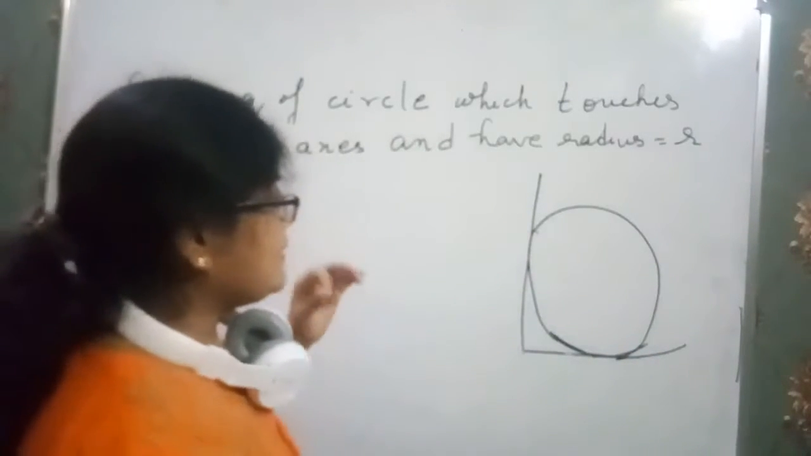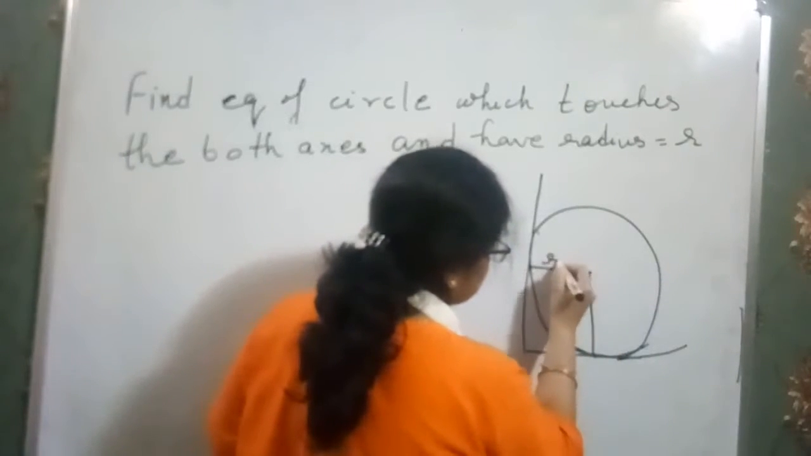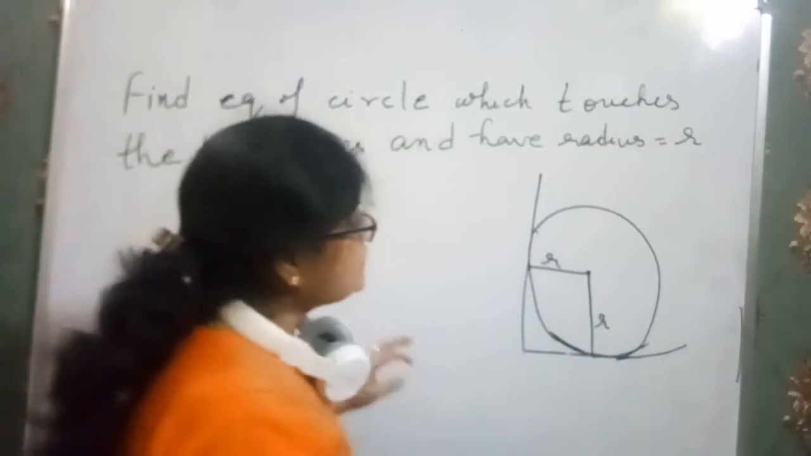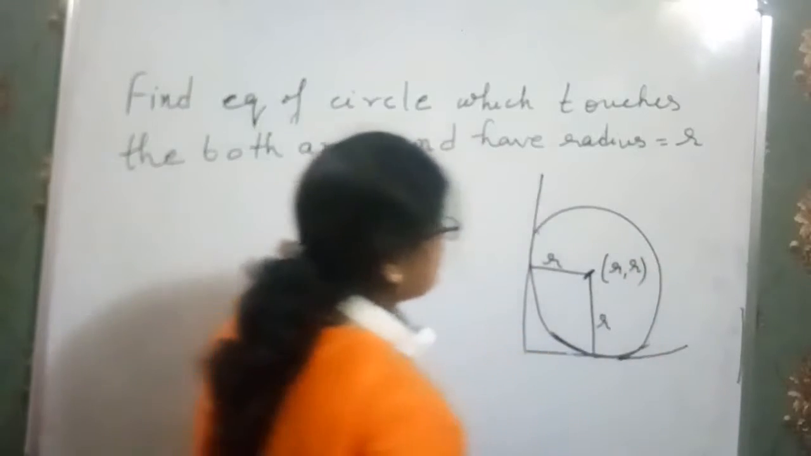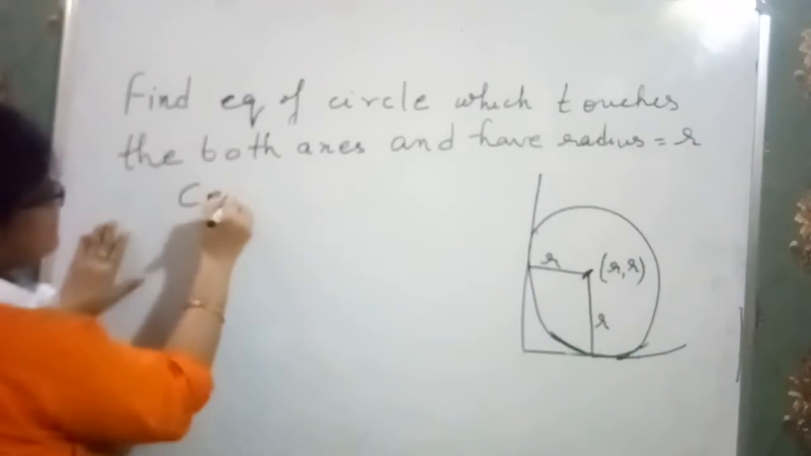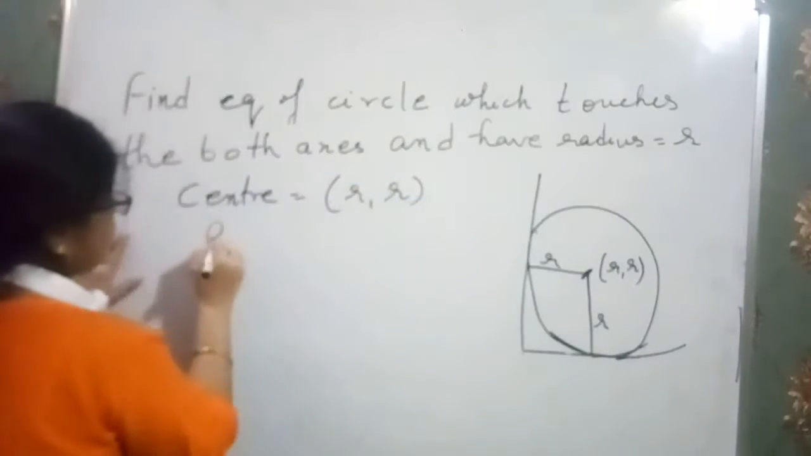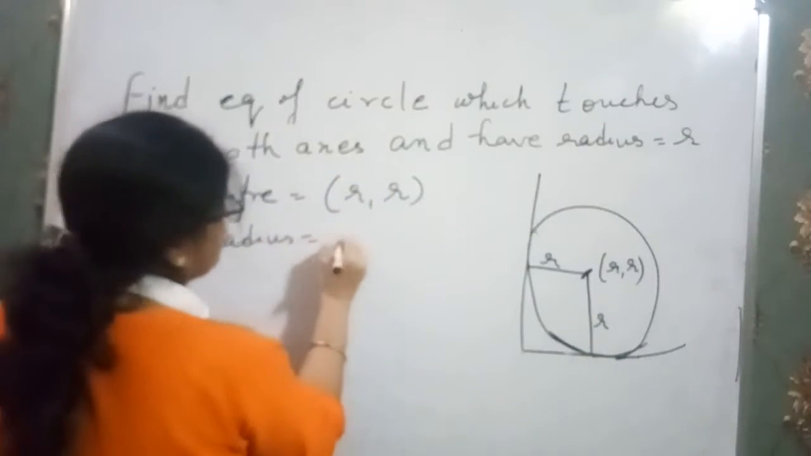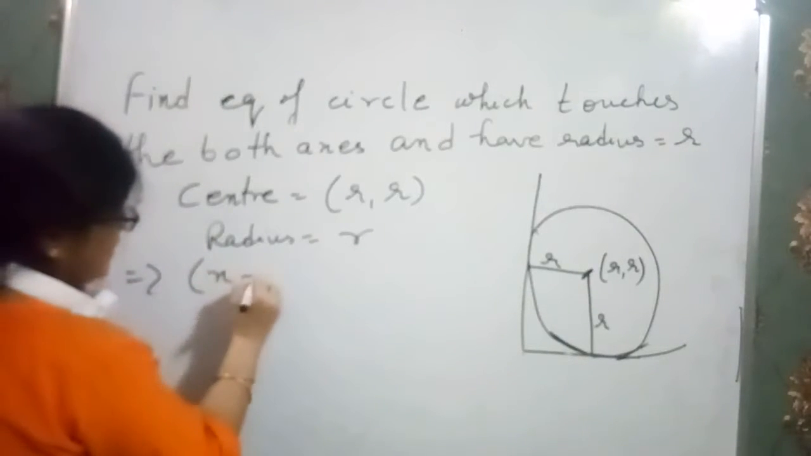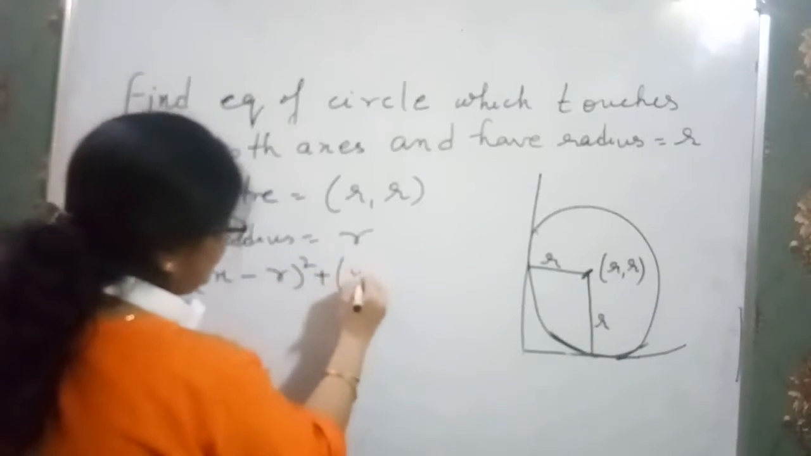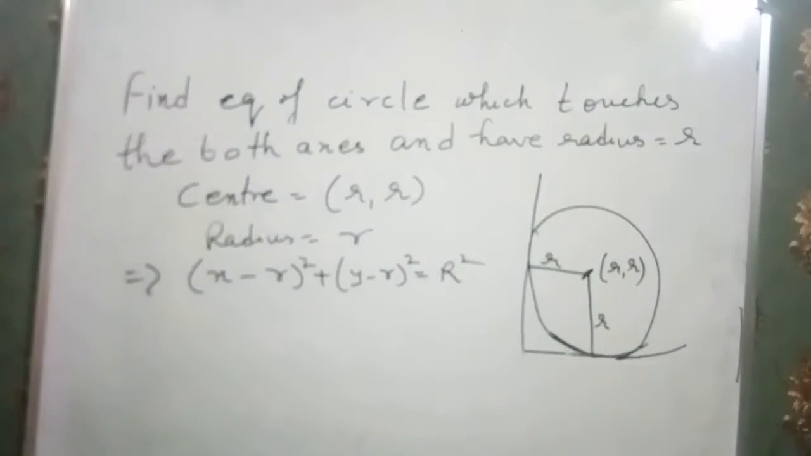The radius is r. It means the distance from here to here and from this to this is r. So what is the value of this point? This is (r, r). That means for such circles the center is (r, r) and the radius is also equal to r. Clear? And our equation of the circle becomes (x minus r) whole square plus (y minus r) whole square is equal to r square.